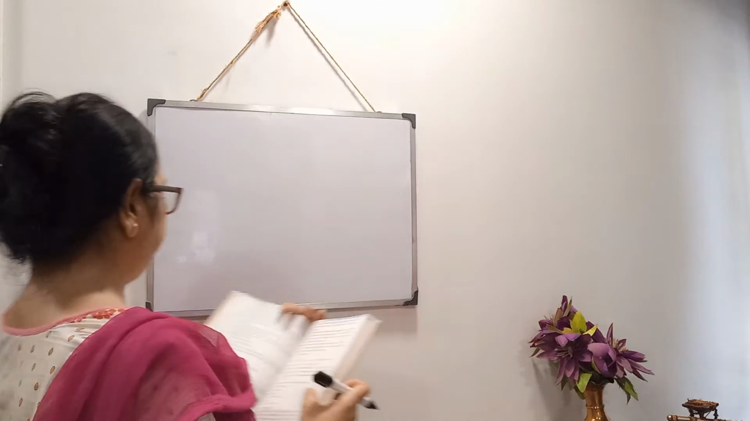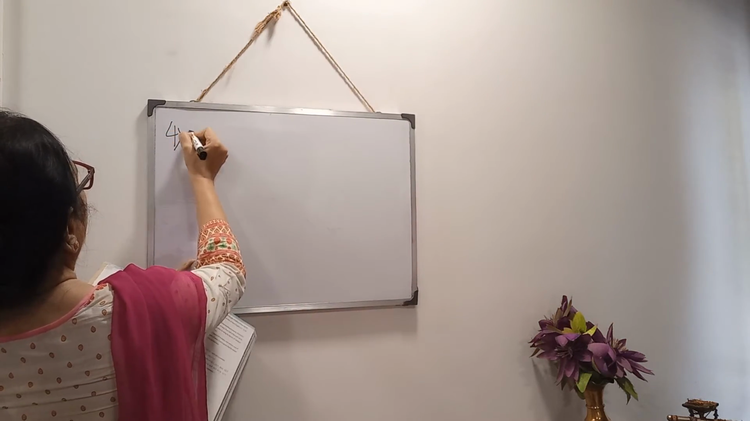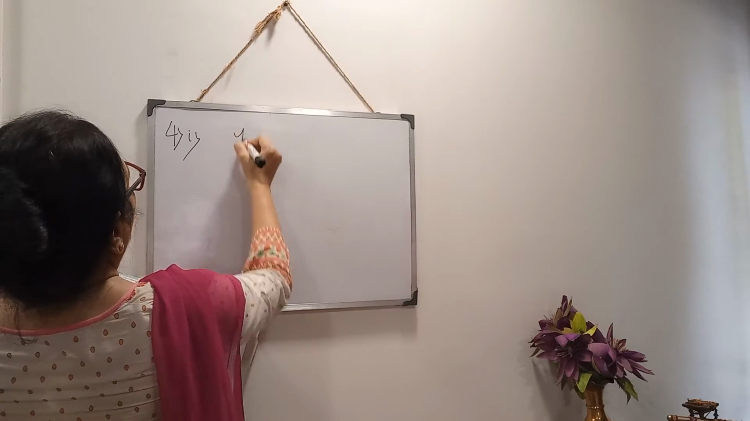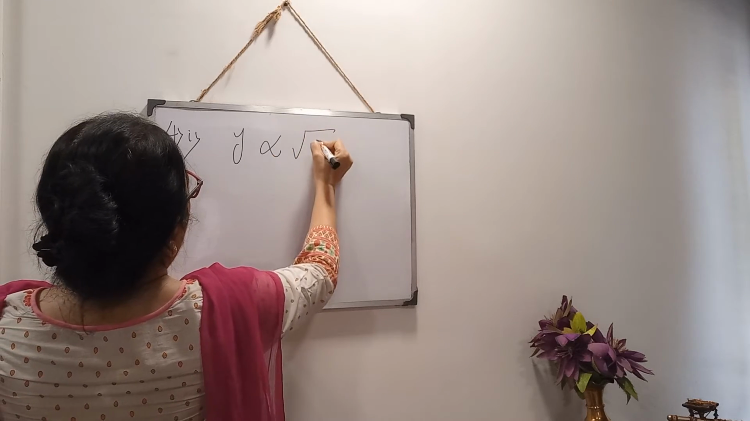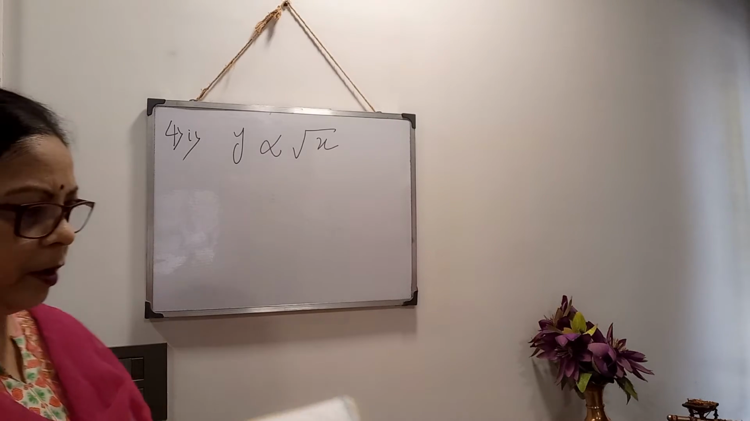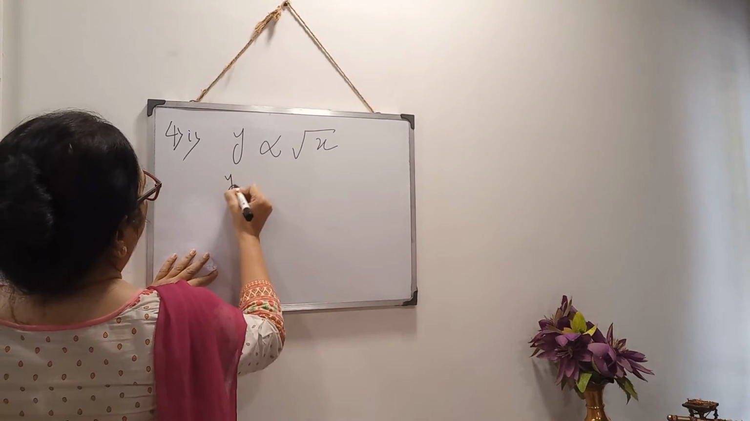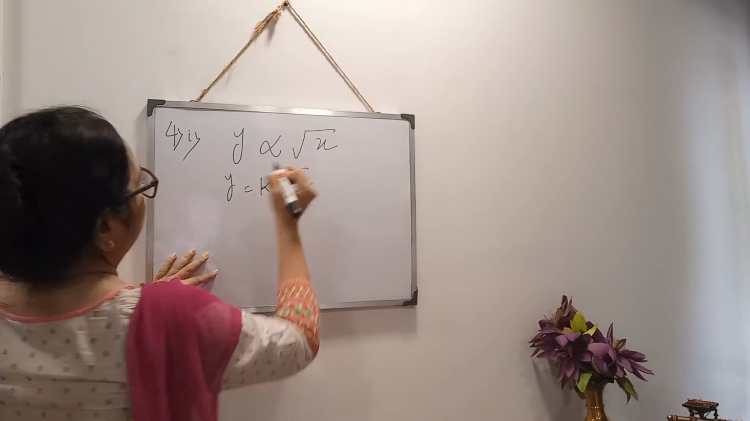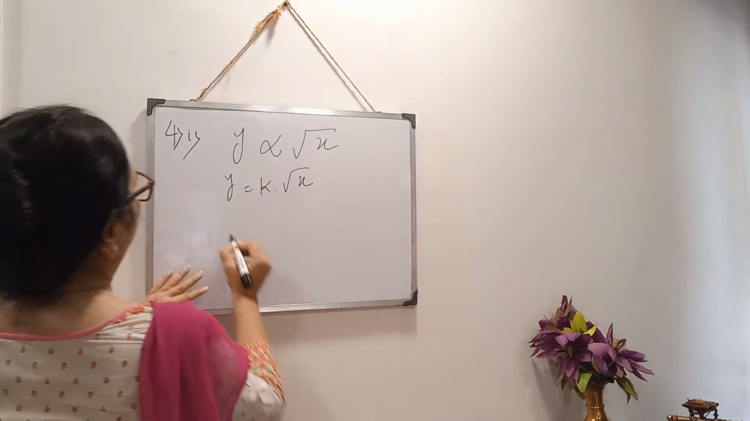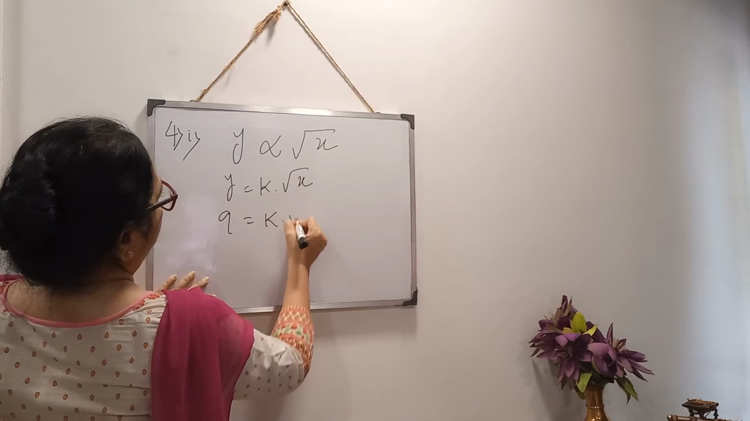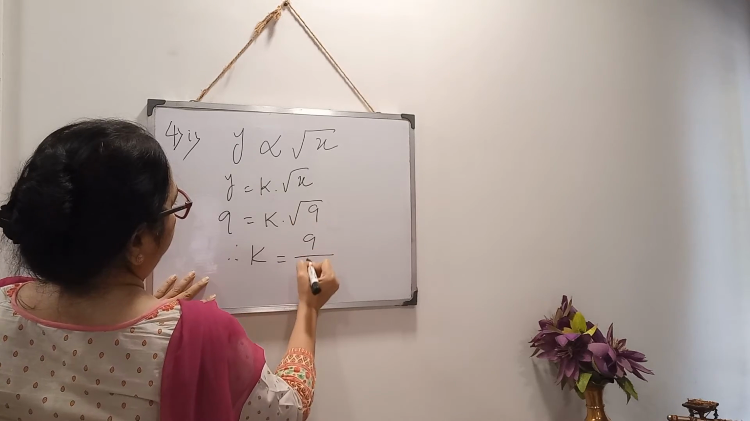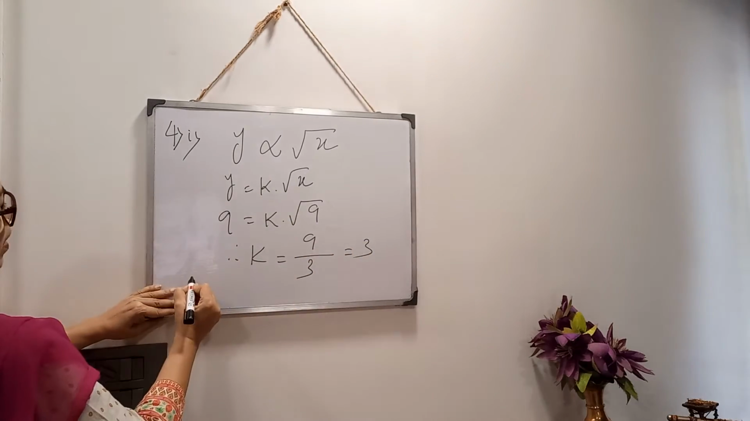Number 4, 1. y varies directly with square root of x. So y is directly related to this. Clear? Now values of x and y are given, and from there you have to calculate the value of k. So y equals k into root over x, and it is told that y is 9 when x is also 9. So from here you will get the value of k. This is 3. So my value of k is coming 3.